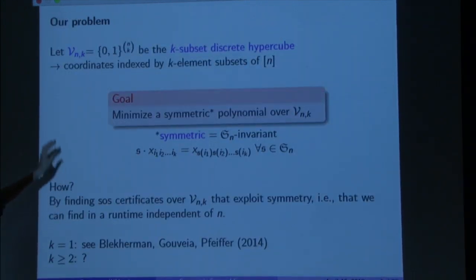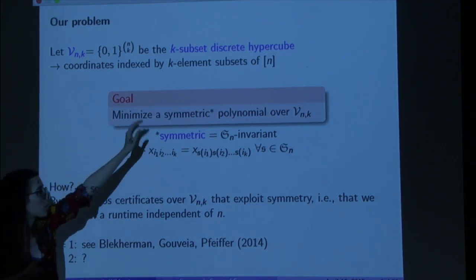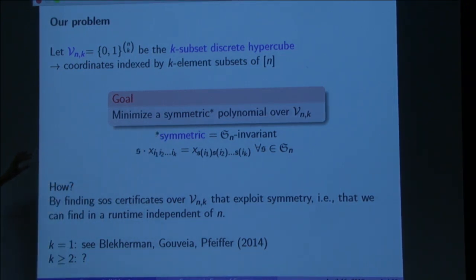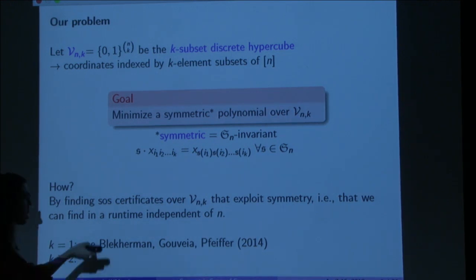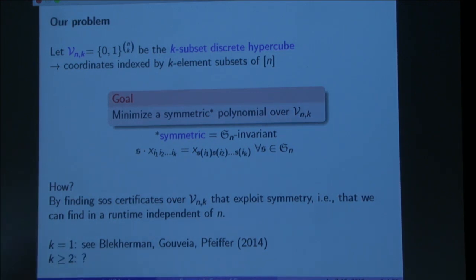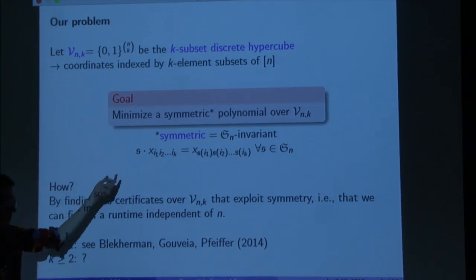So in the case when you have just S_n, the normal action, the direct action of S_n onto your ground set of elements, how to use symmetry for sums of squares was well understood in 2014 by Greg Blekherman, João Gouveia, and James Pfeiffer. They left the case greater or equal to 2 open. And so it might not be clear why we care about a case where you have the induced action.